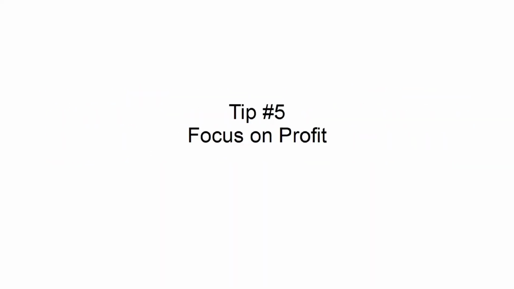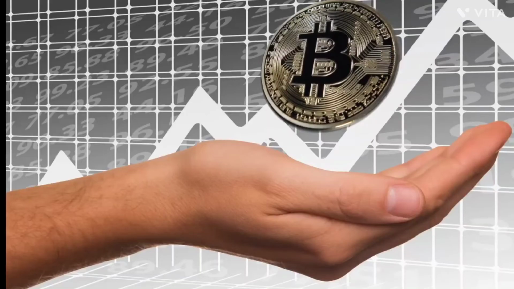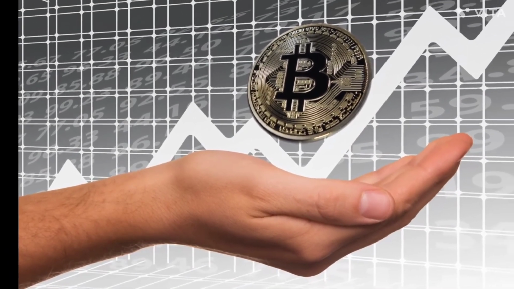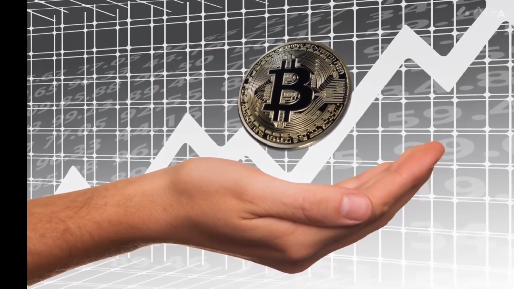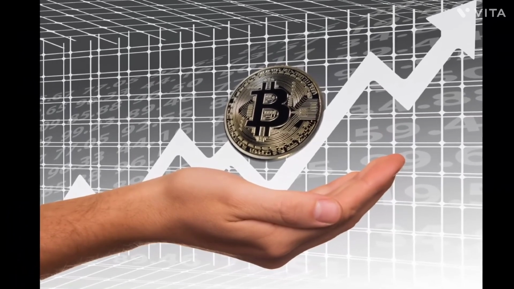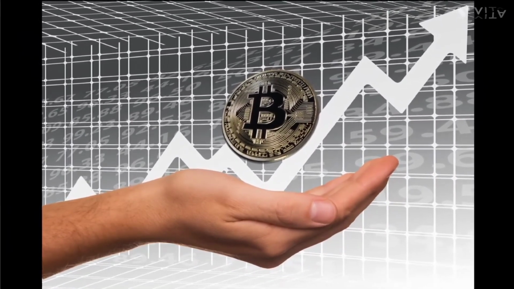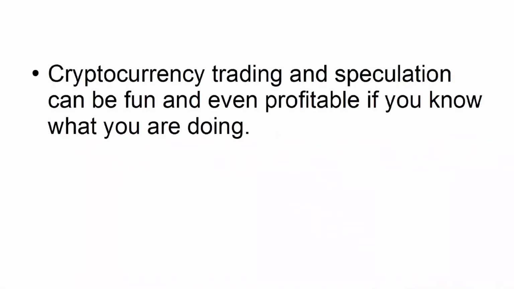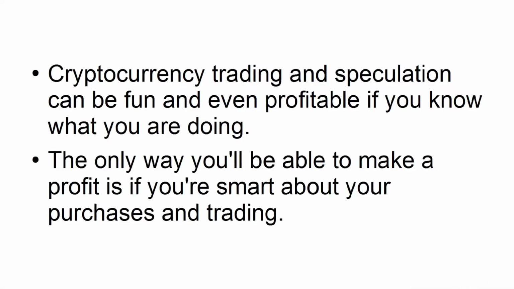Tip number 5. Focus on profit. One of the most significant mental hurdles that you may face is the idea of profit versus the idea of being right. You don't want to just be correct in determining which coins will increase in value, but you also want to profit from them. If you don't invest in the right currencies, you won't make much of a profit. Cryptocurrency trading and speculation can be fun and even profitable if you know what you're doing. The only way you'll be able to make a profit is if you're smart about your purchases and trading.